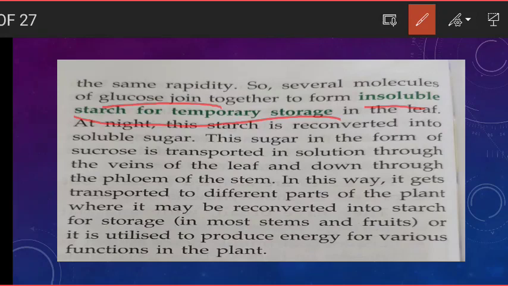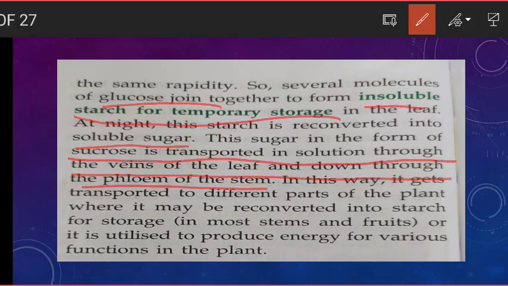and that gets stored in the leaf. At night this starch is reconverted into what? Soluble sugar, and this sugar in the form of sucrose is transported in solution through the veins of the leaf and down through the phloem of the stem.